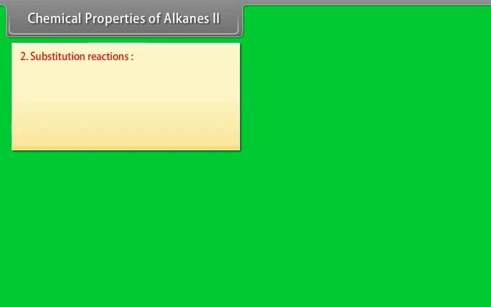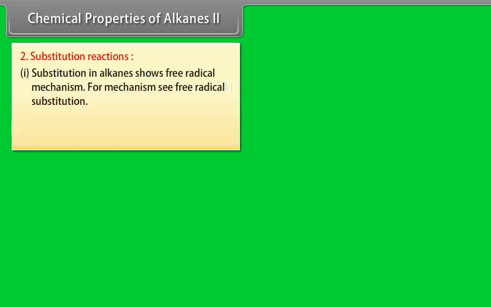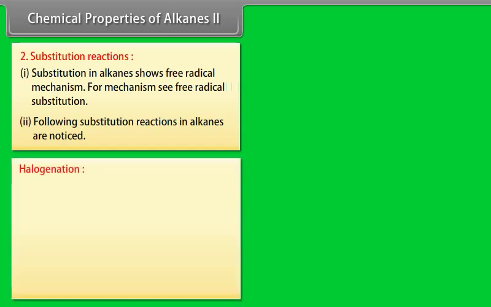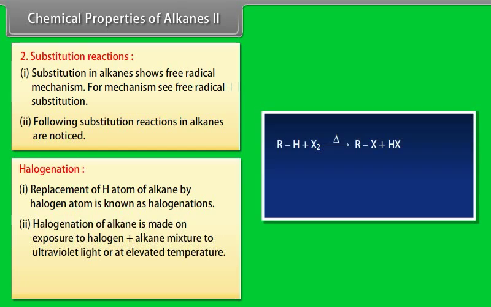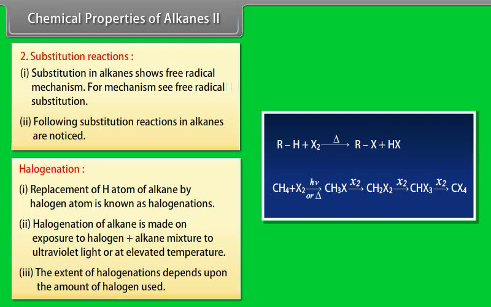Chemical properties of alkanes 2. Substitution reactions. Number 1. Substitution in alkanes follows a free radical mechanism. For the mechanism, see free radical substitution. Number 2. The following substitution reactions in alkanes are noticed. Halogenation. Replacement of a hydrogen atom of an alkane by a halogen atom is known as halogenation. Halogenation of alkanes is carried out by exposing a halogen plus alkane mixture to ultraviolet light or elevated temperature. The extent of halogenation depends upon the amount of halogen used.